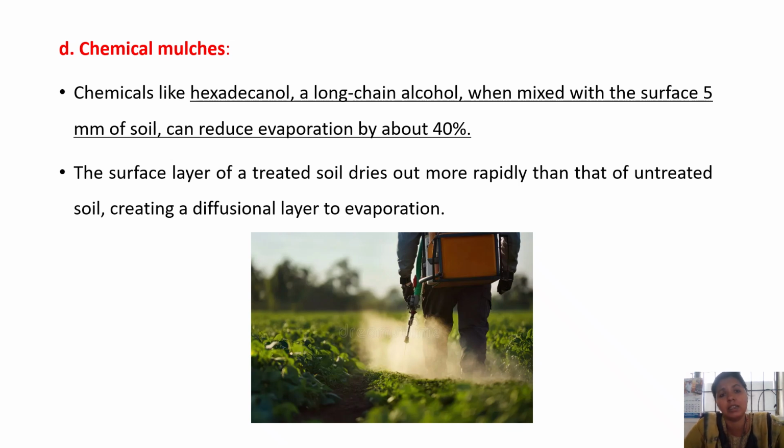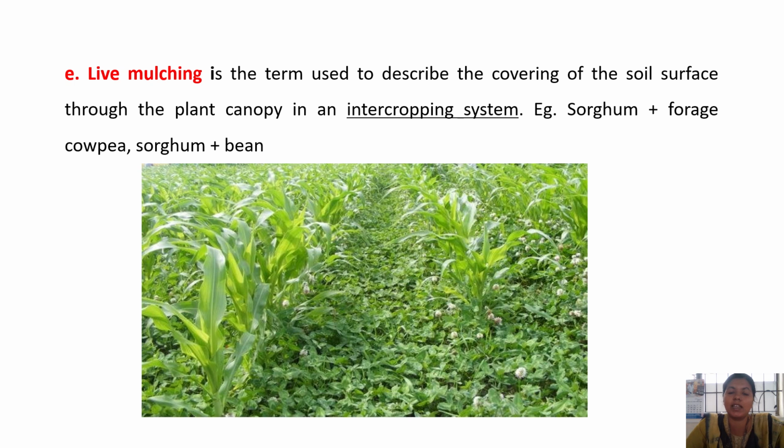Next comes the chemical type of mulch. In chemical mulch, chemicals like hexadecanol are sprayed on the soil. When it mixes with the top 5 mm of the soil, it will reduce evaporation by about 40%. So next is live mulching.